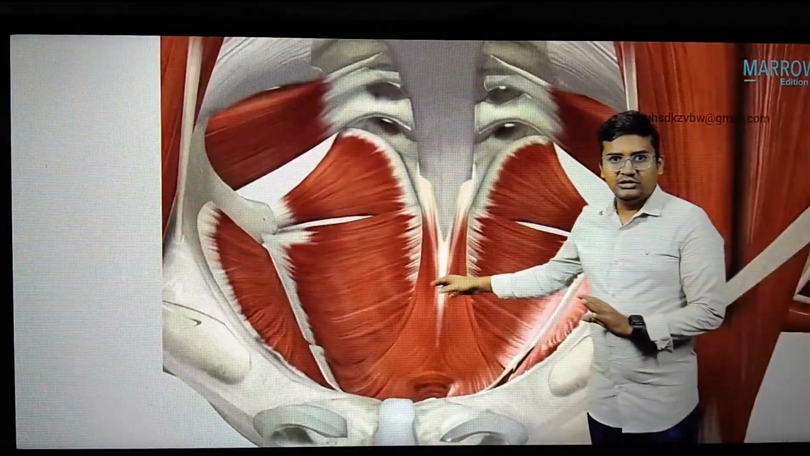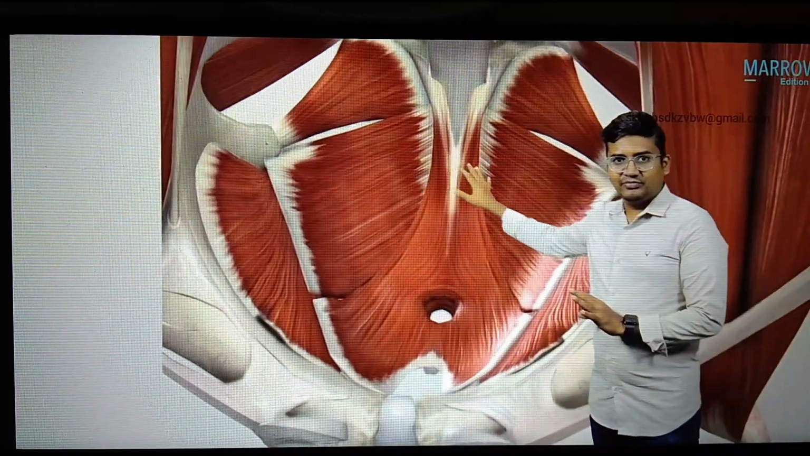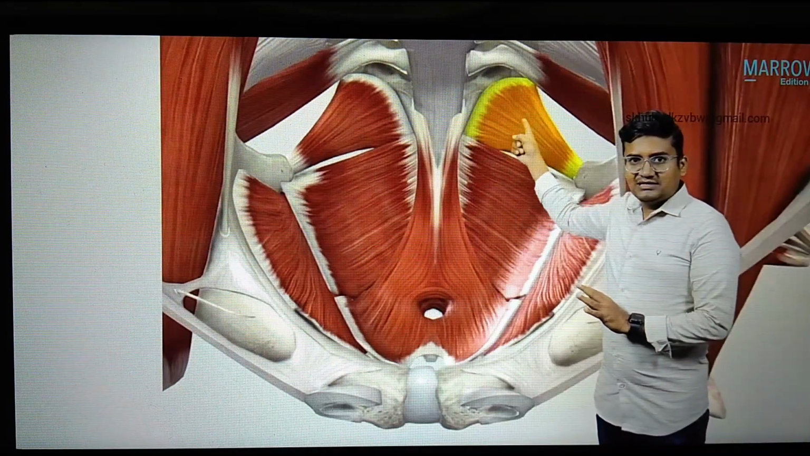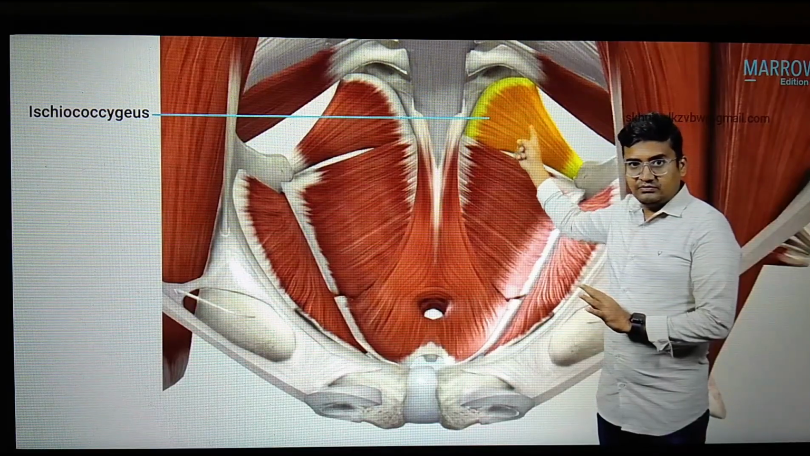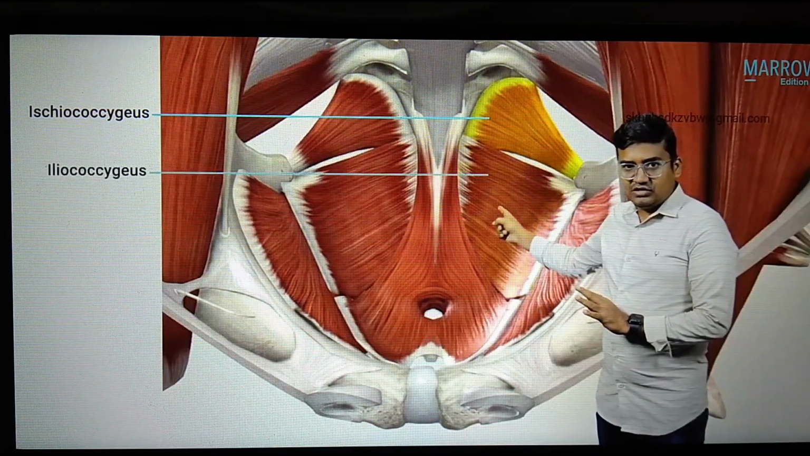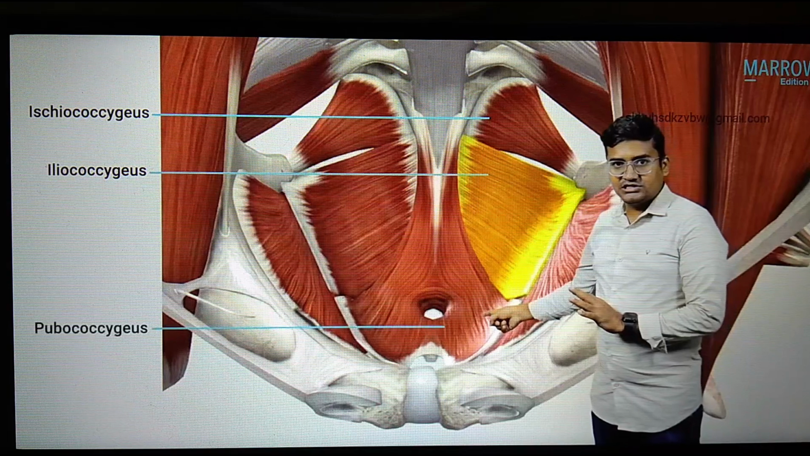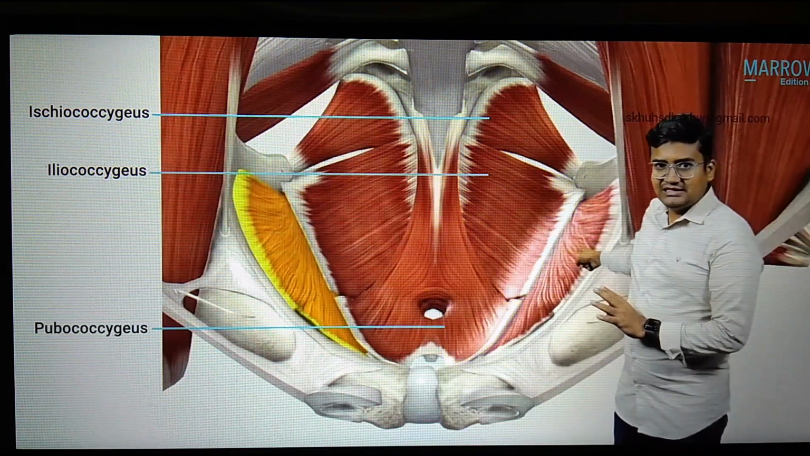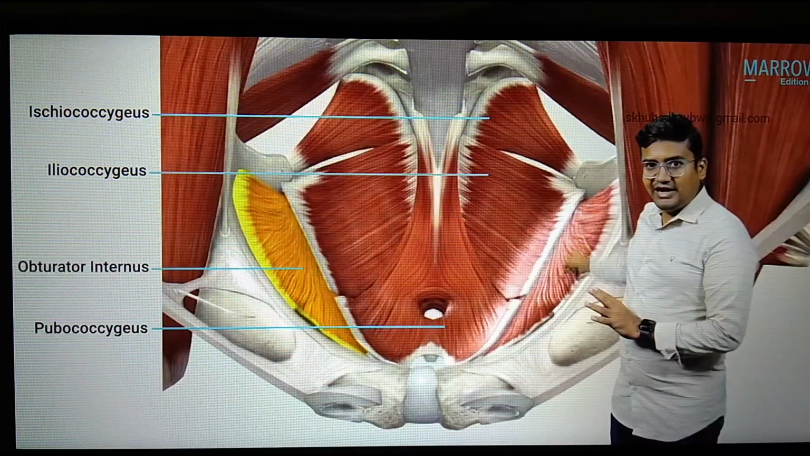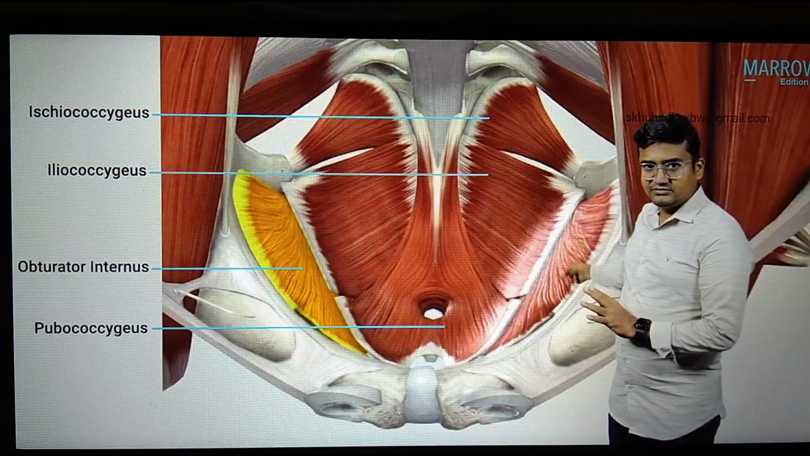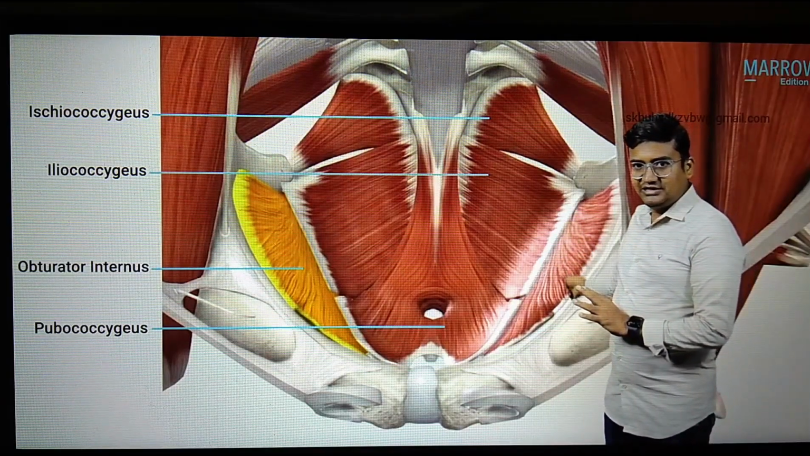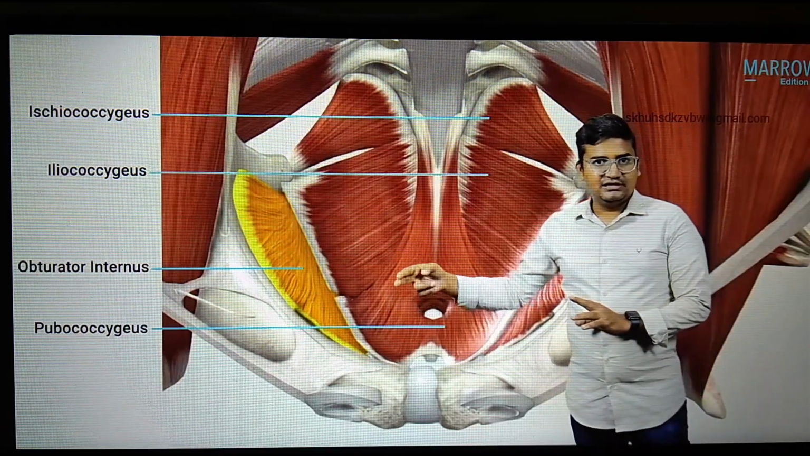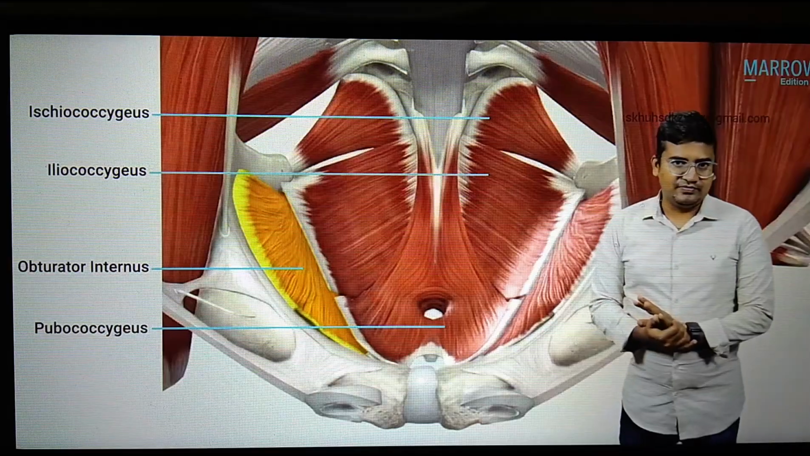Now we're going to see the pelvic diaphragm from the superior view. Again, this is our pelvic diaphragm. Now can you see this part here? That is our ischiococcygous muscle, not a part of levator ani. This is our iliococcygous muscle and this is our pubococcygous muscle. Now can you see this muscle here, the lateral wall? That is our obturator internus muscle.